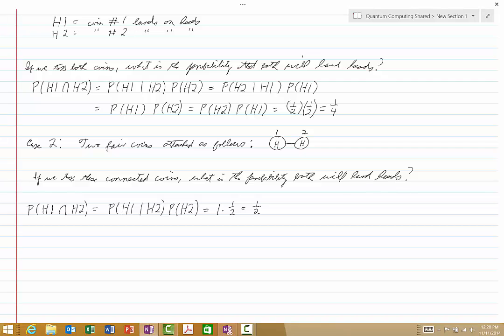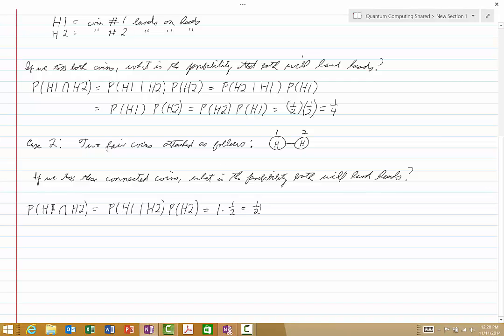And finally, although I won't write it out, you can think of a case number 3 where suppose that they were connected so that when the one was heads, the other one would be tails. Well, we know from common sense thinking that if they were connected in that way, the probability that both would land heads then would be 0. But how do we figure it out with this formula?